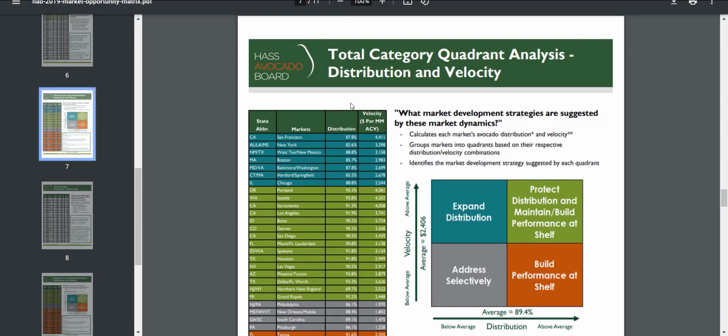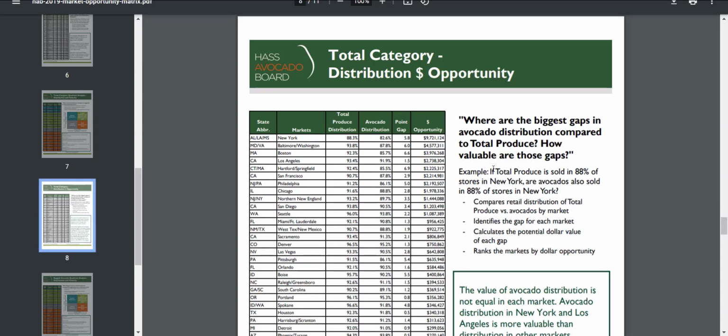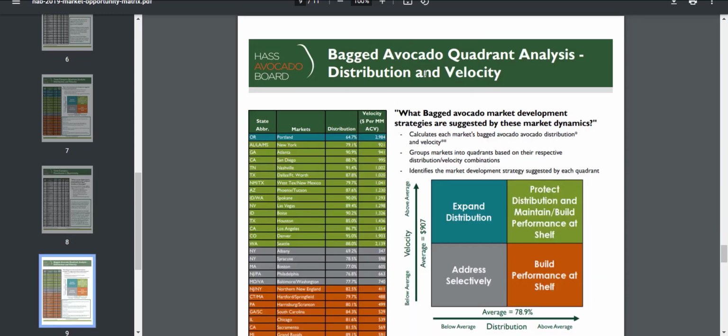The next section is distribution versus velocity on a quadrant analysis. So the question that it'll answer is what distribution and velocity development strategies are suggested by market profile for total category and bagged avocados, and also identifies the market development strategies suggested by each quadrant. And finally, the avocado distribution opportunity, for example, for total category, answers the question, what are the biggest gaps in avocado distribution compared to total produce, and also ranks the markets by potential dollar growth opportunities. And there's also another example for bags.